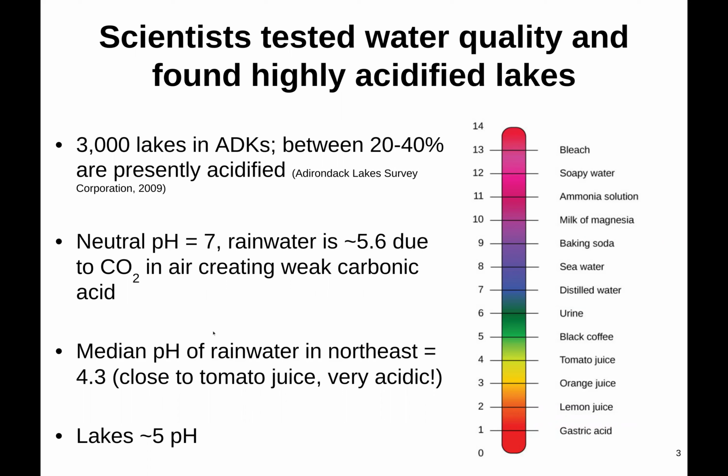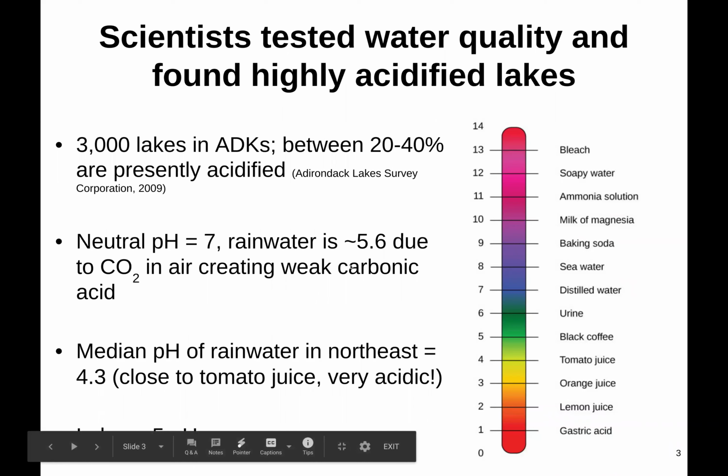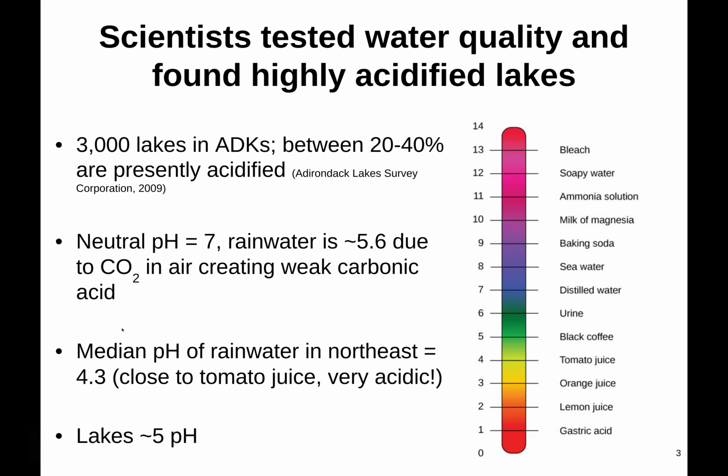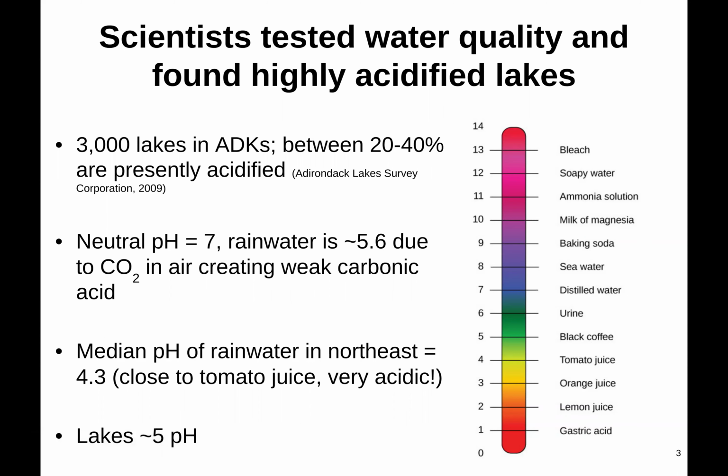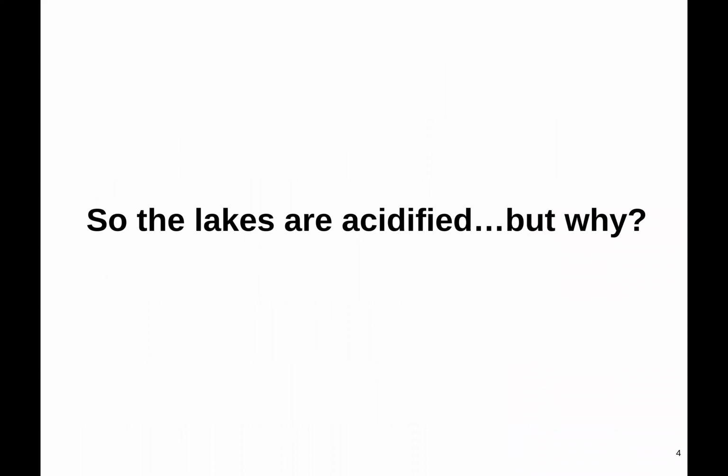The median pH of rainwater in the Northeast in this Adirondack area was actually 4.3. So again, the normal pH of rain is 5.6. The pH of rain in the Adirondack area was 4.3. Remember, this is a log scale, so it's a 10-fold change between normal rain and the rain of the Adirondacks. When they measured the pH of the lakes, they had a pH of about 5. And that's not good. So the lakes are acidified.